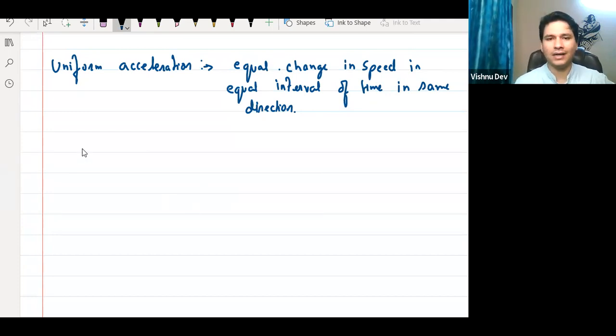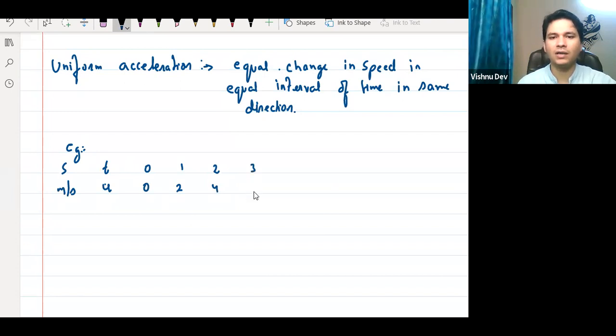For example, let us see one example. Suppose I'm having time here and this is your speed, which I'll write as u. When time was 0, speed was also 0. When it is 1 second, it is 2 meter per second. Speed is in meter per second and time is in seconds. At 2 seconds, it becomes 4 meter per second. At 3 seconds, it becomes 6 meter per second. At 4 seconds, it becomes 8 meter per second.